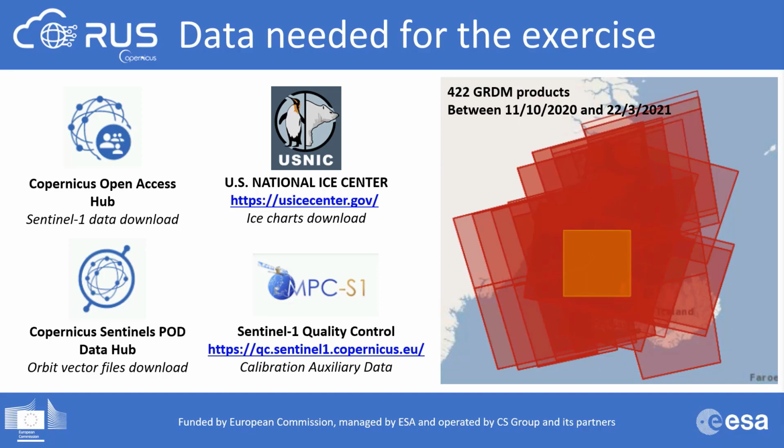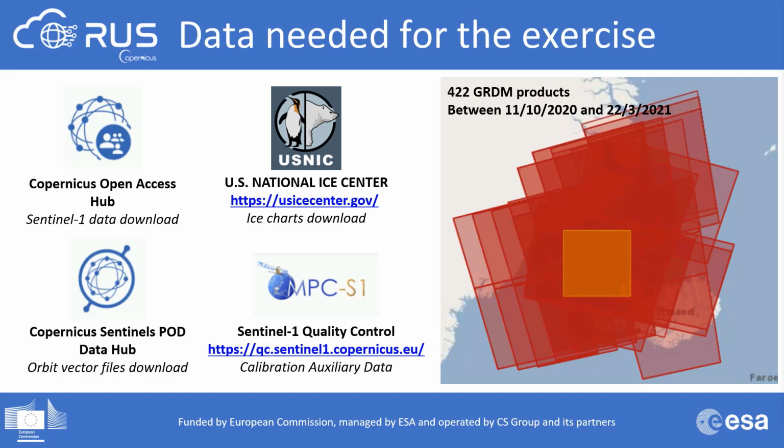Now you can see on the right my chosen study area. It's very small. It's in the Strait of Denmark between Greenland and Iceland. It's depicted in yellow. And if I search in the Copernicus Open Access Hub for all the images covering this area between my chosen period, which is 11th of October 2020 to 22nd of March 2021, you can see that I receive 422 GRDM products.